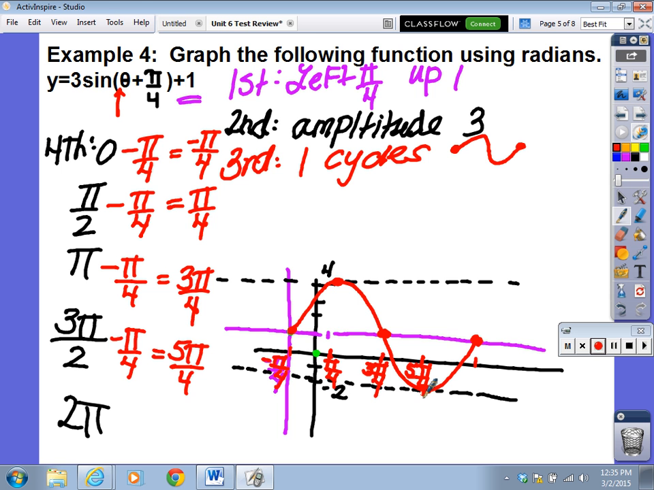And then our last one is 2 pi minus pi fourths. You'll do 2 minus 1/4 on your calculator, and you'll get 7 pi fourths. So this is 7 pi fourths. So that's the 5 special points that you have to have labeled. This is what your graph needs to look like on the test to get full credit.